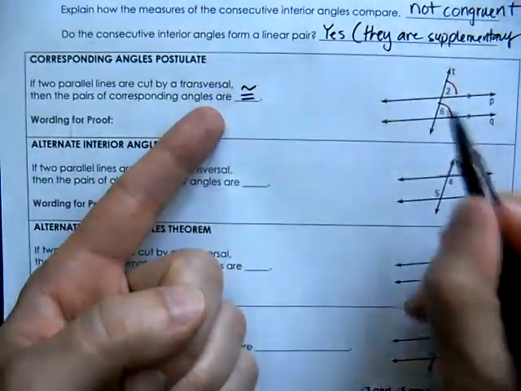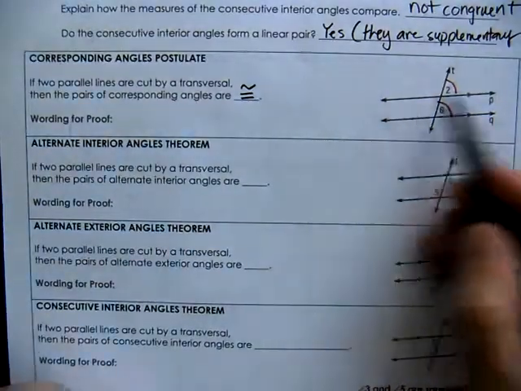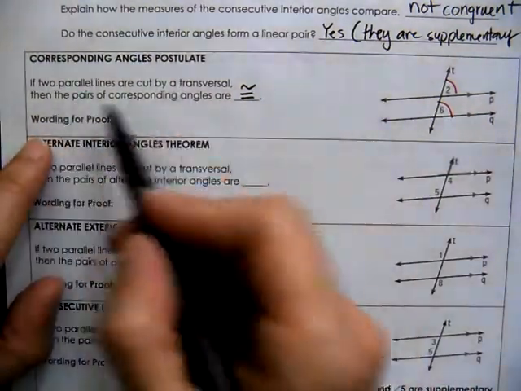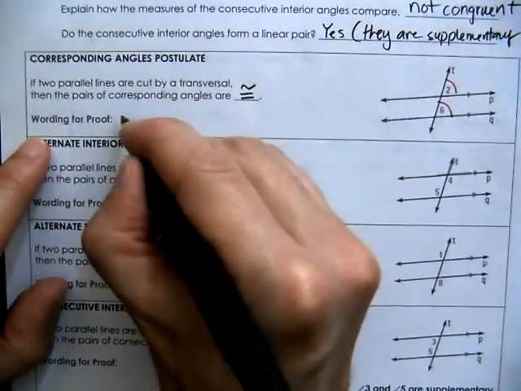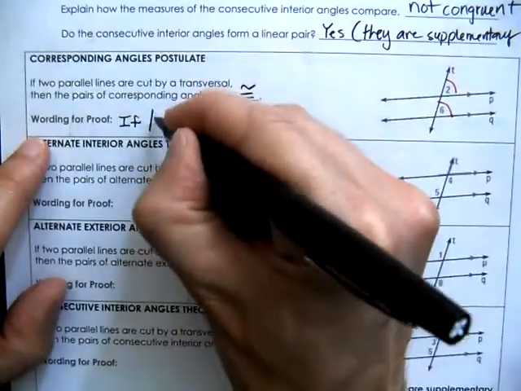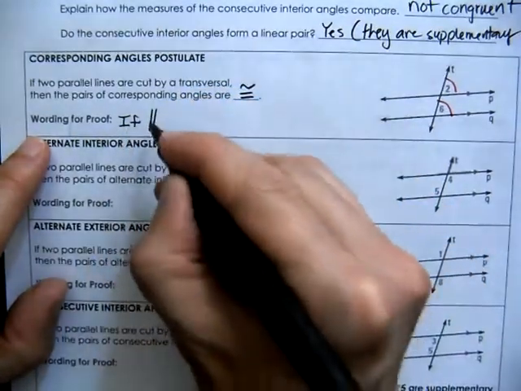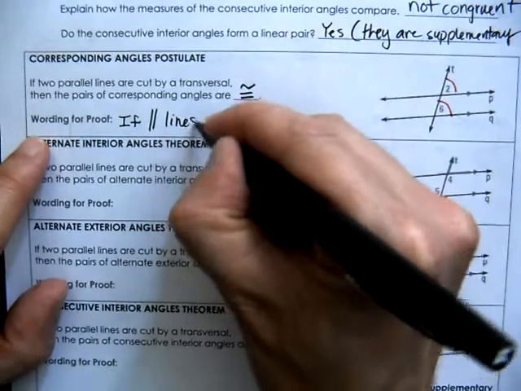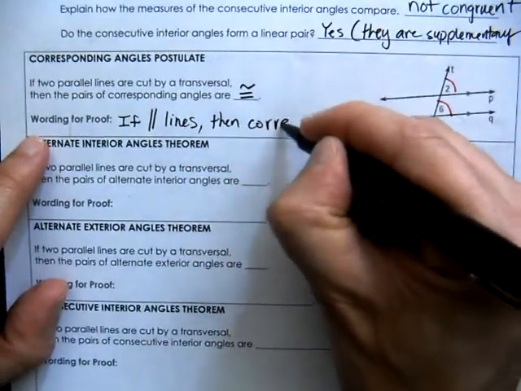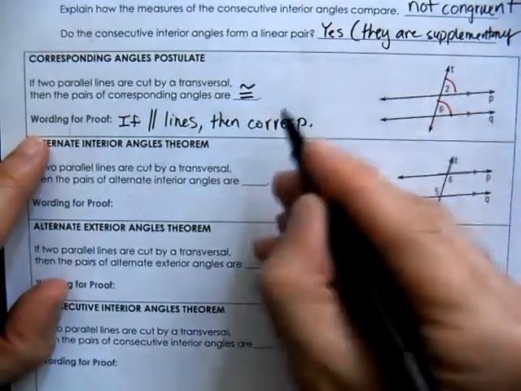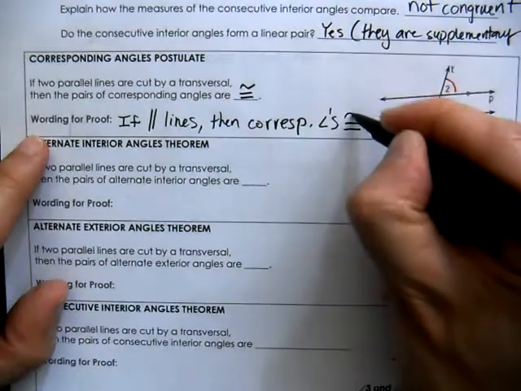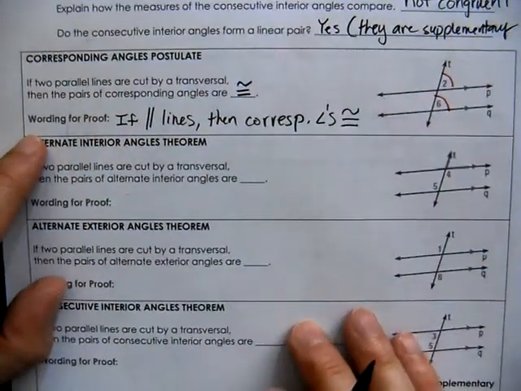Now that only works if we have parallel lines. If those lines are not parallel, then our angles are not congruent. So how would we phrase that in a simple way as an if-then statement? We're going to abbreviate it and use symbols. Remember, this is the symbol for parallel lines. So if parallel lines, comma, then corresponding, and I'm just abbreviating it as angles congruent. Corresponding angles are congruent.